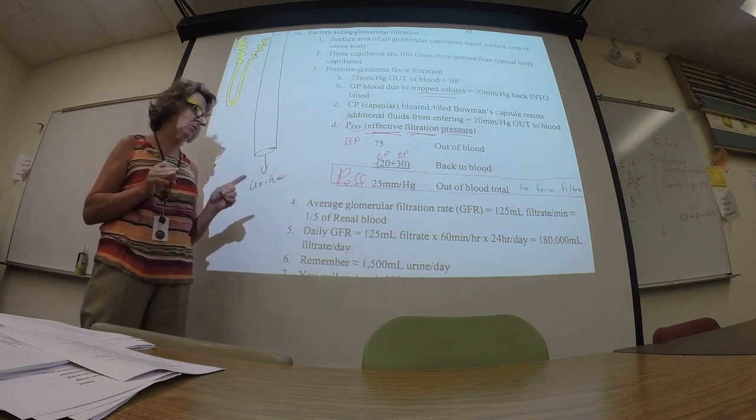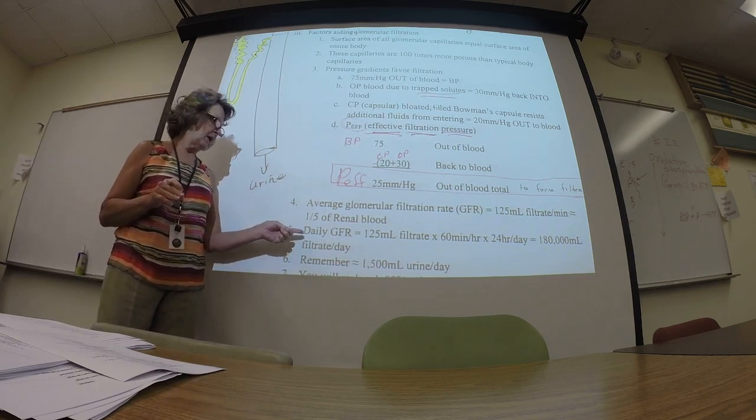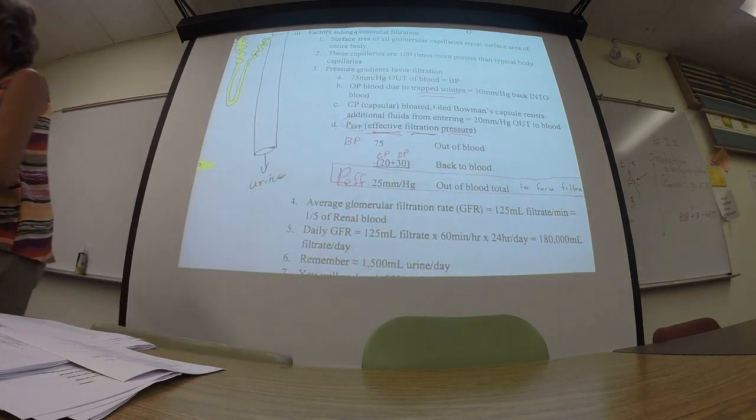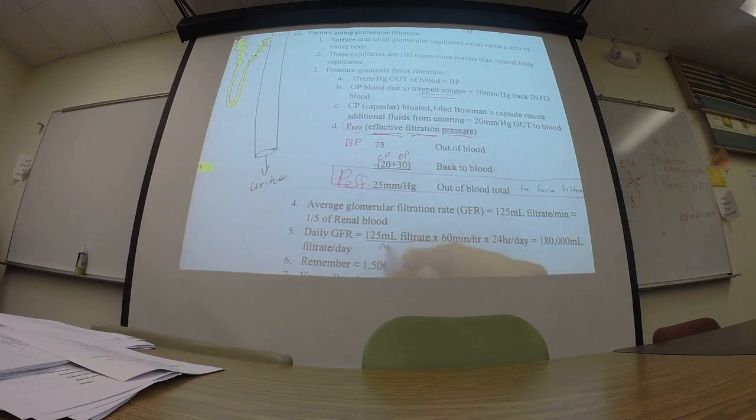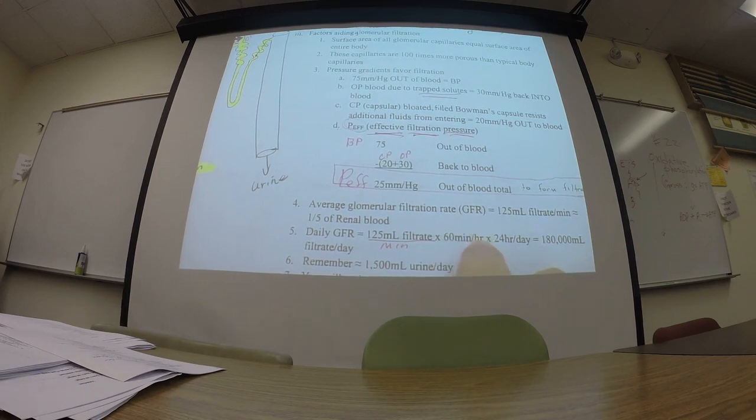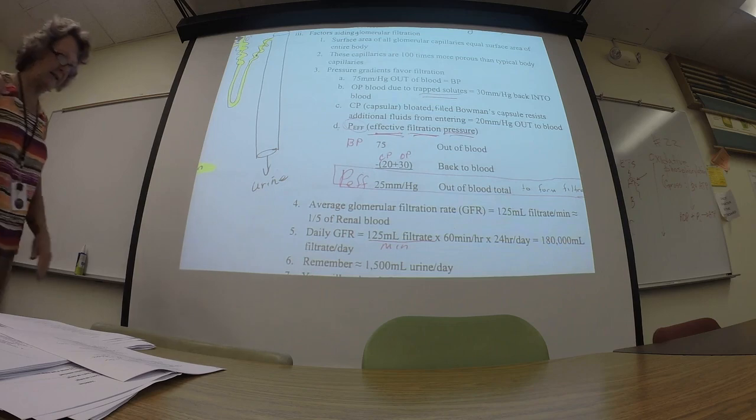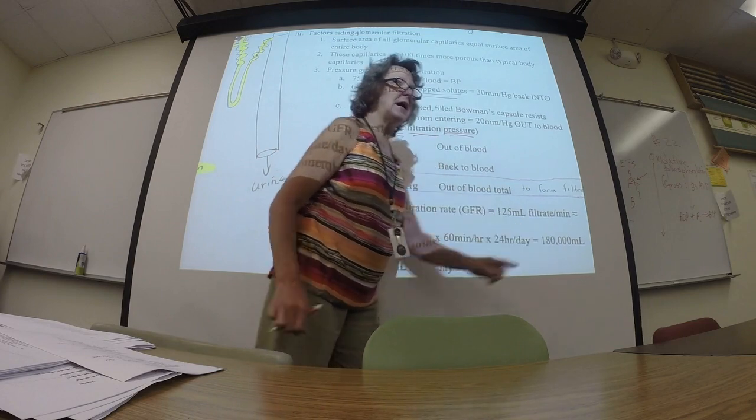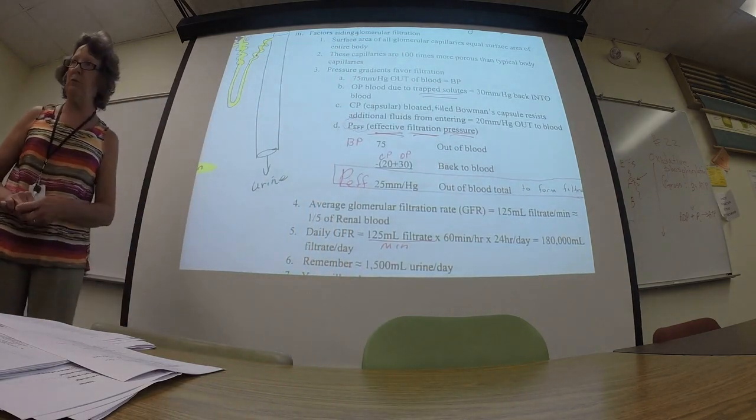So let's see what that means in a 24-hour period. If this is how much per minute filtrate you're making, you multiply that by 60 minutes in 1 hour, and you multiply that by the 24 hours in a day, then the minutes will disappear and the hours will disappear, and you'll end up with mLs of filtrate in a day. And if you did your handy dandy calculator and multiplied the 125 times 60 times 24, the answer comes out, you make 180,000 mLs of filtrate in 1 day.